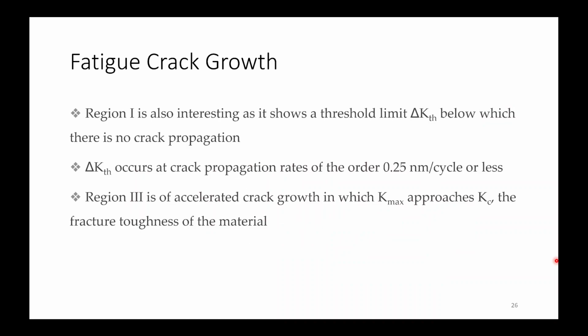Now region 1 is also interesting as it shows a threshold limit, delta K threshold, below which there is no crack propagation. So the crack propagation rates are of the order of 0.25 nanometer per cycle or less in region 1. And region 3 is accelerated crack growth in which K max approaches Kc, which is the fracture toughness of the material.